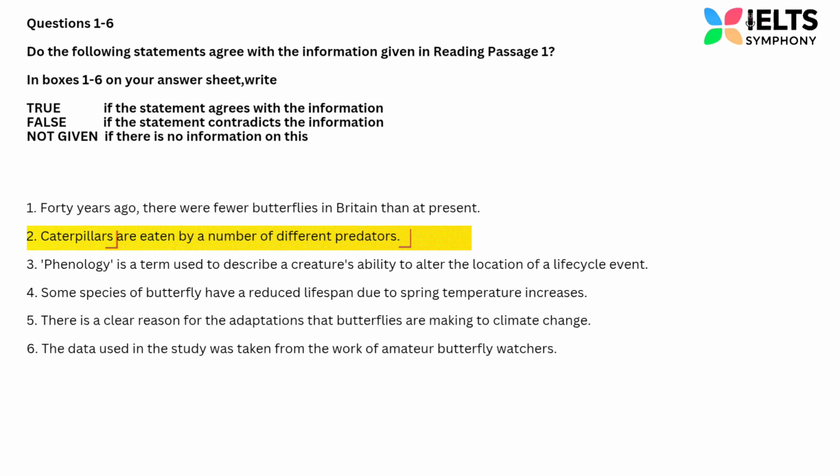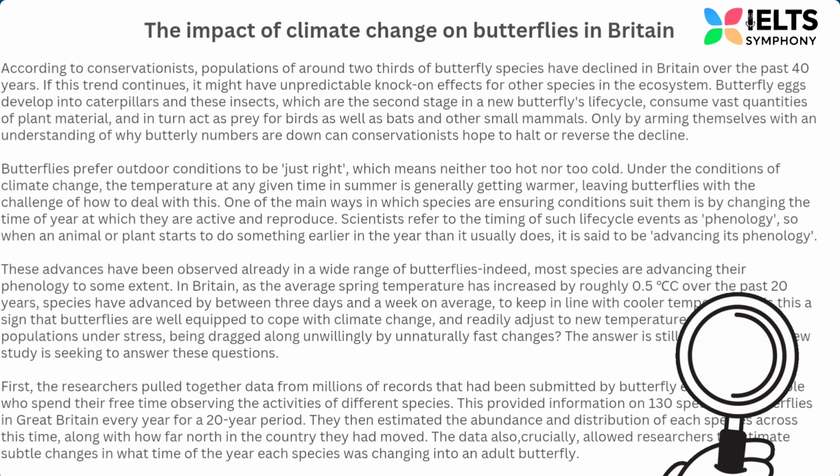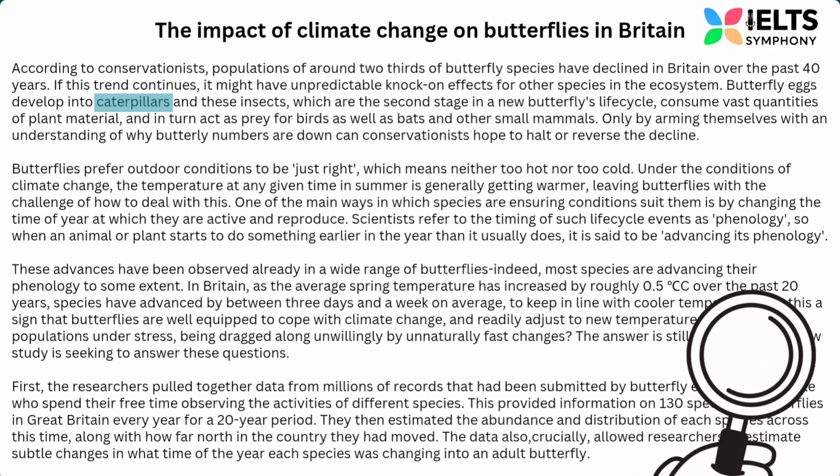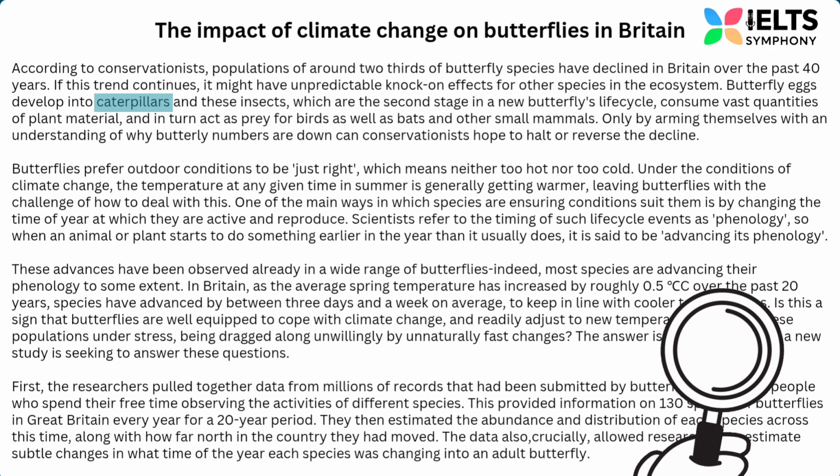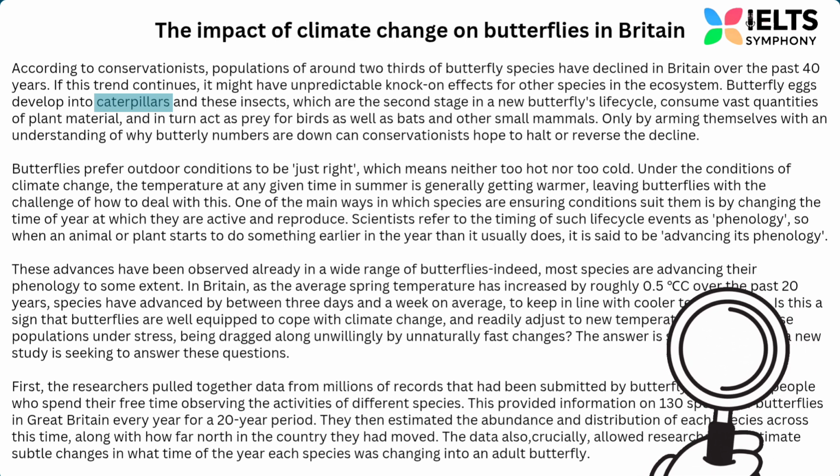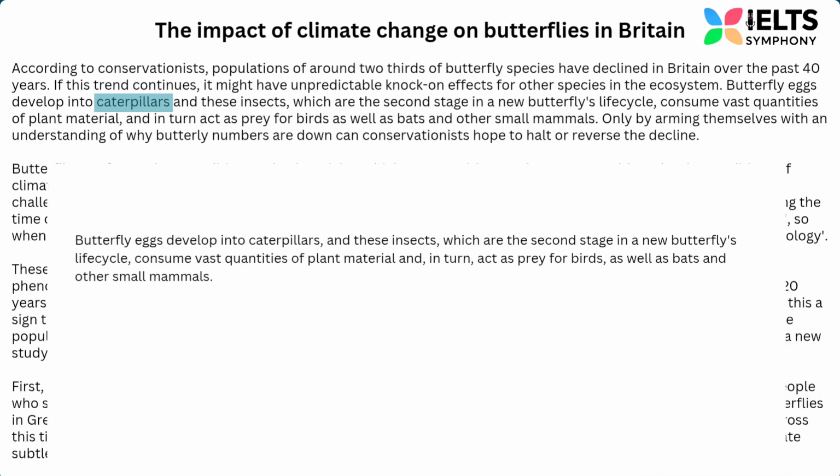I have picked caterpillars and predators as the keywords to locate the relevant information. After finding these keywords in the passage, let's carefully read that section and compare it to the question. The passage states, butterfly eggs develop into caterpillars, and these insects, which are the second stage in a new butterfly's life cycle, consume vast quantities of plant material and, in turn, act as prey for birds, as well as bats and other small mammals. Now, let's analyze the question.